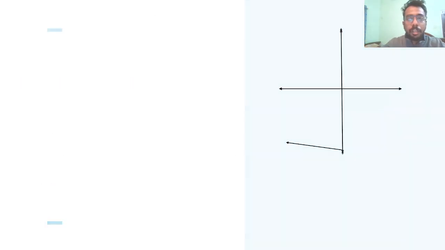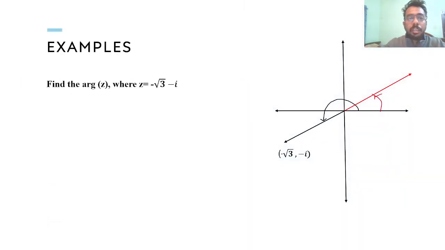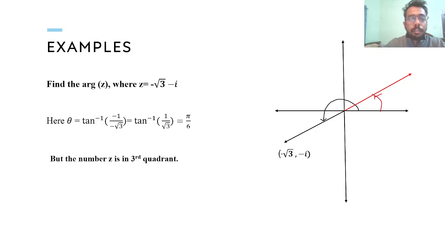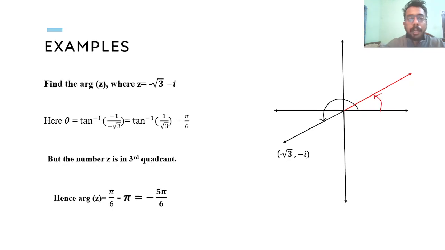Now if we consider another number z equal to minus root 3 minus i, from the calculation we can say that theta equal to pi by 6, that is the red angle. But eventually the angle is not pi by 6. We have to calculate the number in the third quadrant. Hence the argument of z is pi by 6 minus pi, that means minus 5 pi by 6.